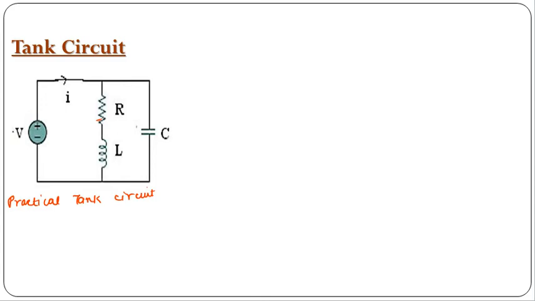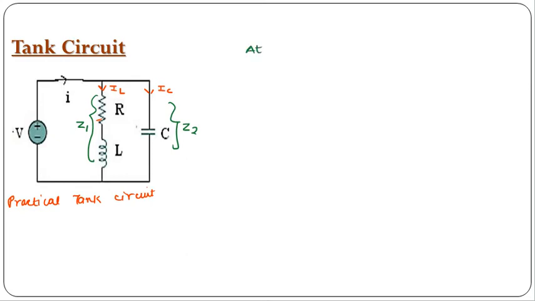So here R and L are connected in series. So the current flowing through this branch, suppose, is IL, and this is a pure capacitor. Suppose the current flowing is IC. Now these two branches are connected in parallel. Suppose the impedance of the first branch is Z1, and this is a pure capacitor, the impedance of this branch is Z2. Total current is I, and it is connected in parallel with the voltage source V.